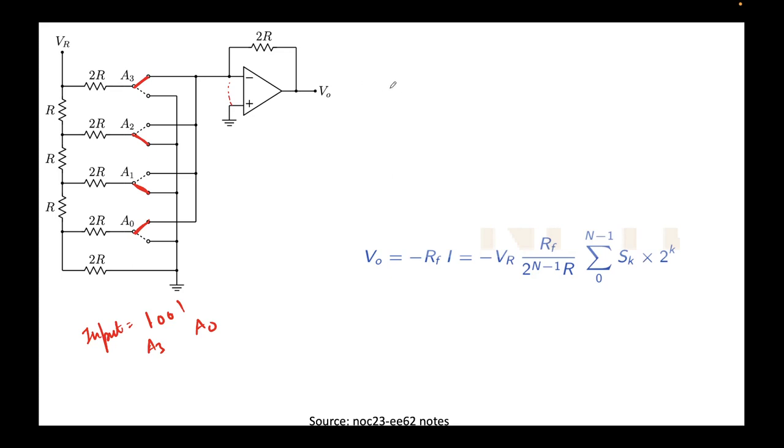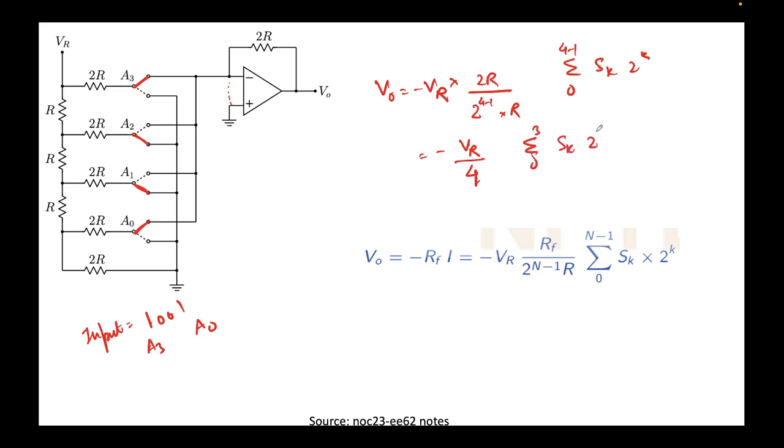Okay, so let's now do that again. So here RF is 2R, you see this. So now I'll write V naught is minus VR over 2R. The value of N is 4. There are 4 bits here. So 2 raised to the power 4 minus 1 times R, sigma K equals 0 to N minus 1, that is 3, of S_K 2 raised to the K. This turns out to be minus VR. So R and R get cancelled. This is 2 over 8. Right. So minus VR by 4.